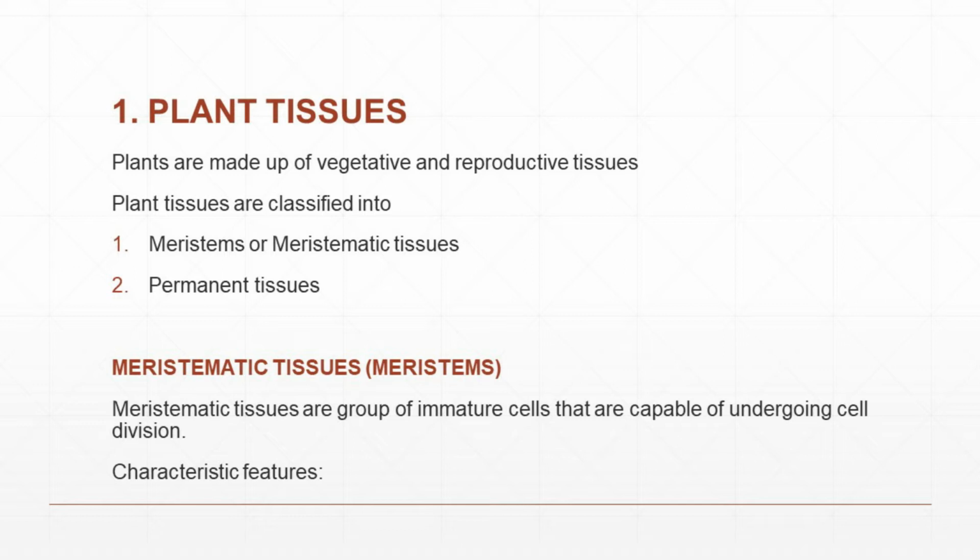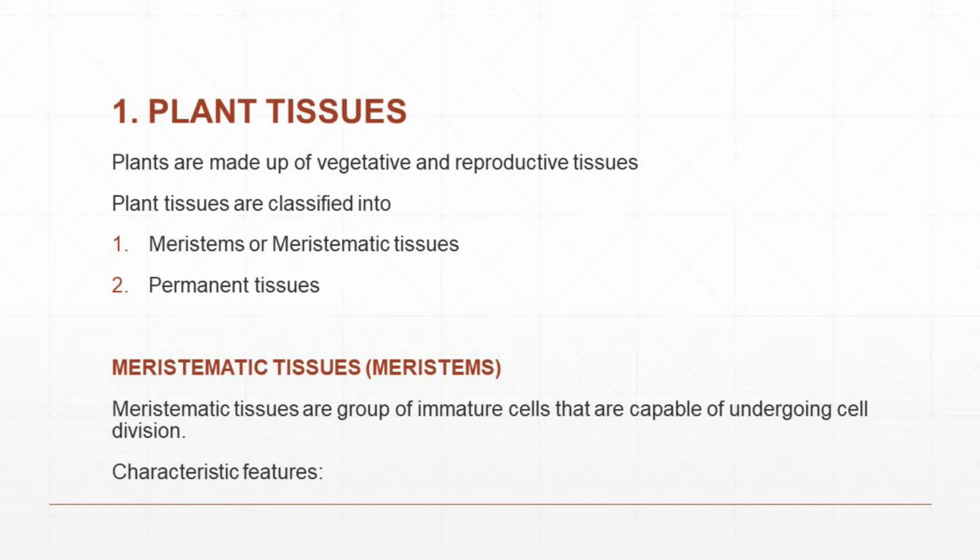First, let us learn about meristematic tissues or meristem. Meristematic tissues are groups of immature cells that are capable of undergoing cell division. For example, apex of stem, apex means tip of the stem, root, leaf primordia, vascular cambium, cork cambium, etc.